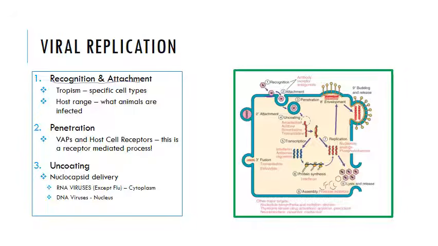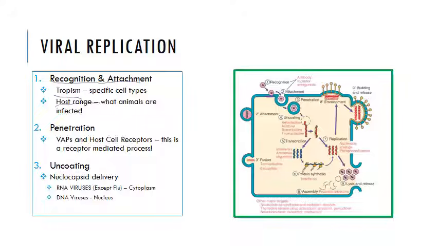tropism. Tropism literally means what cell types is it going to infect? Is it going to infect nerve cells like rabies virus does, or is it going to infect epithelial cells? It'll also determine host range, so what animals can infect. There are some viruses like flu, which can infect both birds and humans. There are also viruses like the human immunodeficiency virus, which really only infects humans.